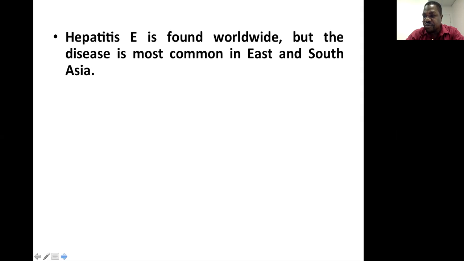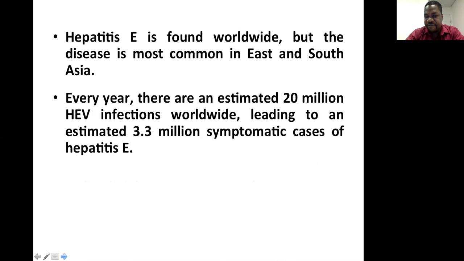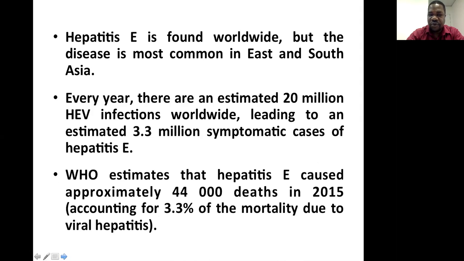Hepatitis E is found worldwide, but the disease is most common in East and South Asia. Every year, there are an estimated 20 million hepatitis E infections worldwide, leading to an estimated 3.3 million symptomatic cases of hepatitis E. And the World Health Organization estimates that hepatitis E caused 44,000 deaths in 2015. You know, this accounted for almost 3.3% of the mortality due to the total viral hepatitis cases.